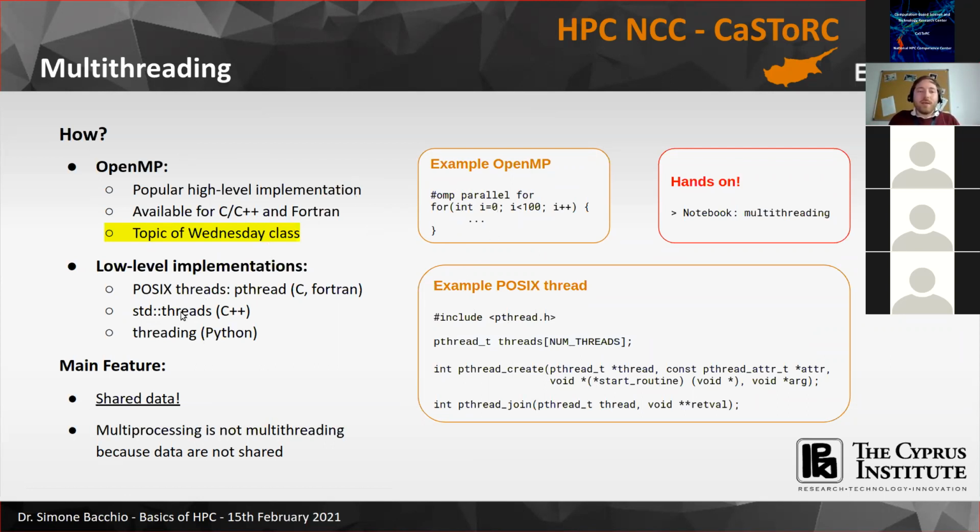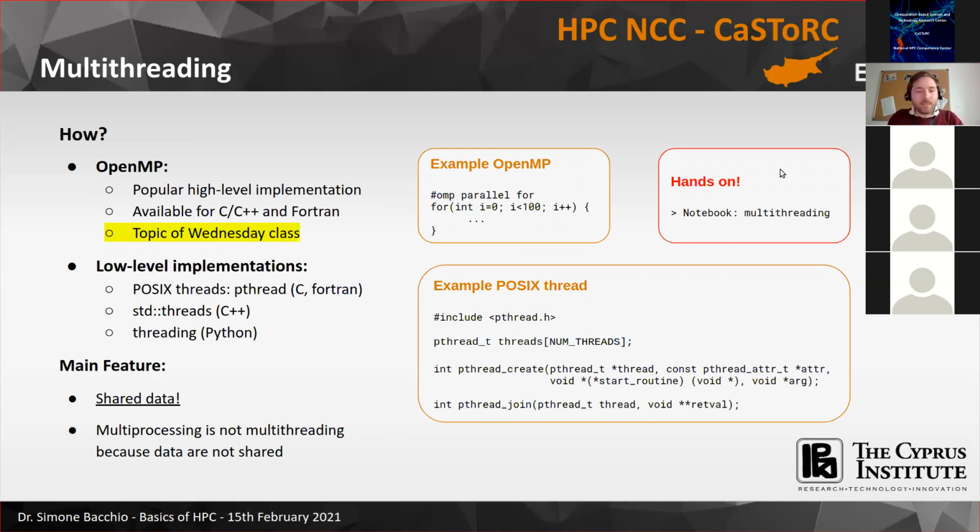So this is what OpenMP is based on. For sure, OpenMP is based on the POSIX library for C, but it's not the tool you want to use. These are the low-level implementations, and you should not think about them. And like I said, multi-threading means shared data. Multiprocessing is not multi-threading because data are not shared.